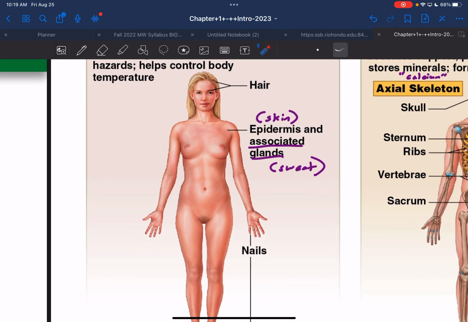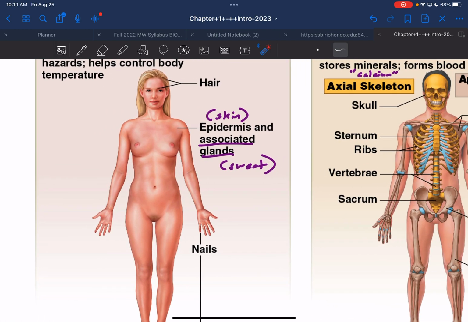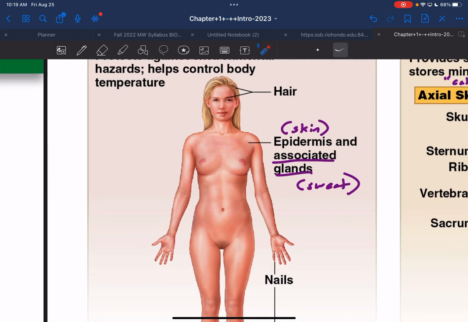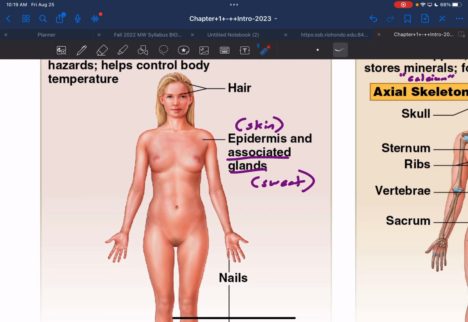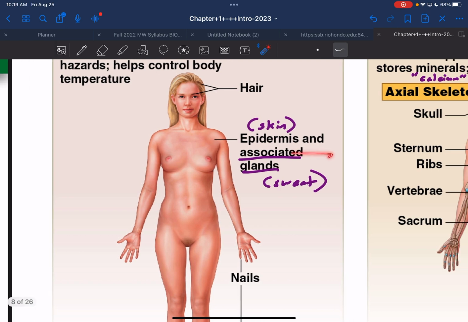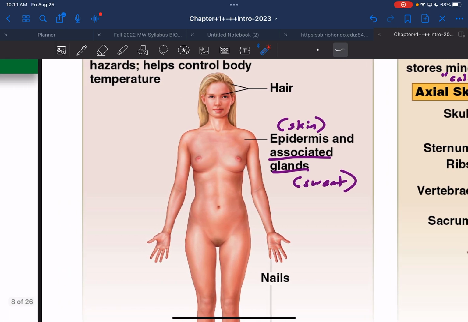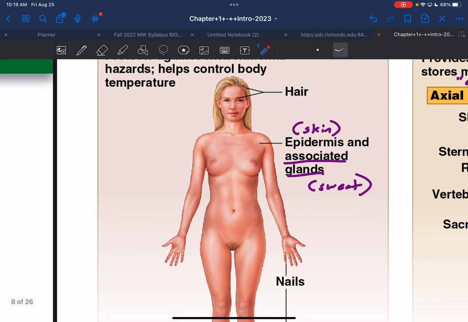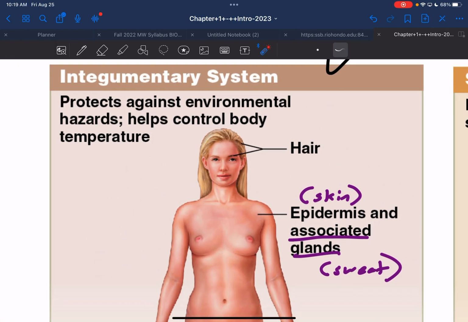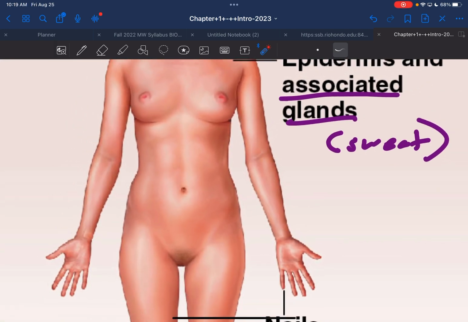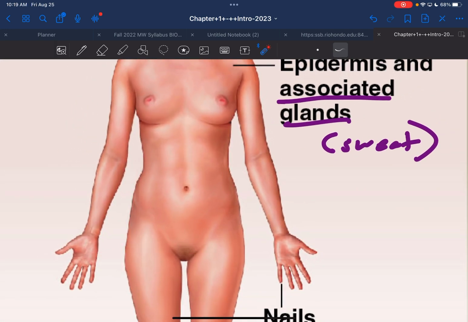Our first one is called the integumentary system. This is the fancy word to imply skin and all the associated structures. Integumentary system. Say it with me, integumentary. Yeah, that one's hard to say, integumentary. And what it does is that it is the largest organ in the body. It is your skin.